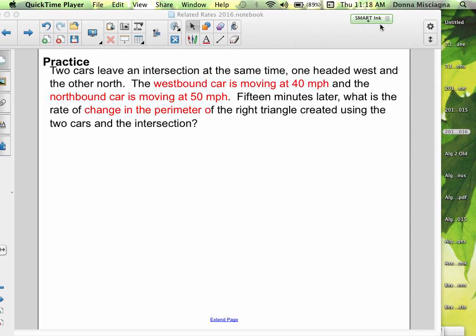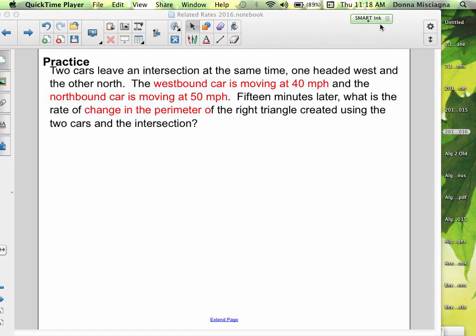All right, let's take a look at this problem. Two cars leave an intersection at the same time. One headed west and the other headed north. The westbound car is moving at 40 miles per hour and the northbound car is moving at 50 miles per hour. 15 minutes later, what is the rate of change in the perimeter of the right triangle created using the two cars and the intersection?